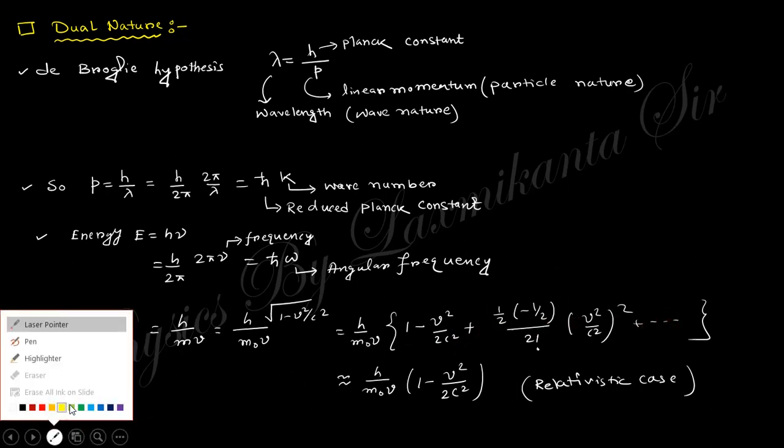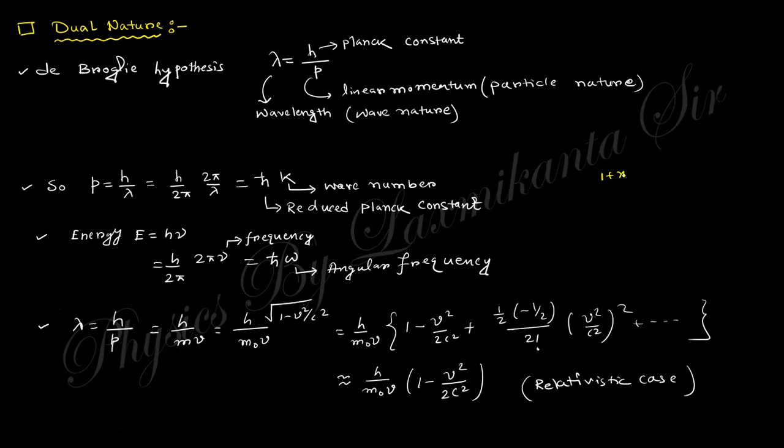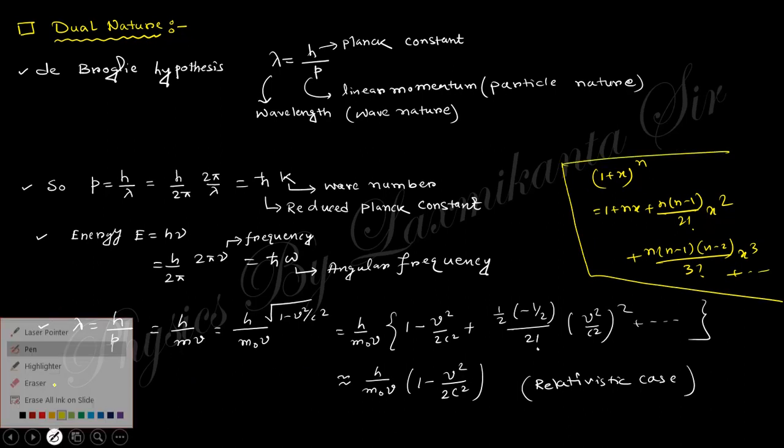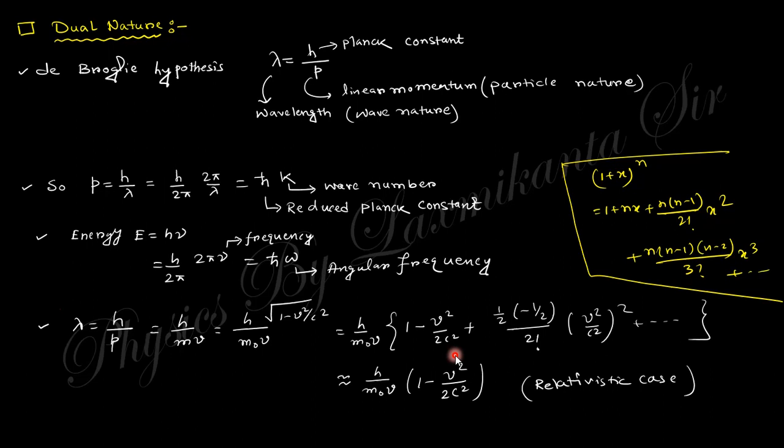I think you understand the binomial expansion: 1 plus x whole to the power n equals 1 plus nx plus n into n minus 1 by 2 factorial x square plus n into n minus 1 into n minus 2 by 3 factorial x cube, and so on. This is the binomial expansion. Using it, and neglecting the higher order terms because v is very much less than c, that is, the velocity of the particle is very much lower than the velocity of light in free space, you get the formula for lambda in the relativistic case.